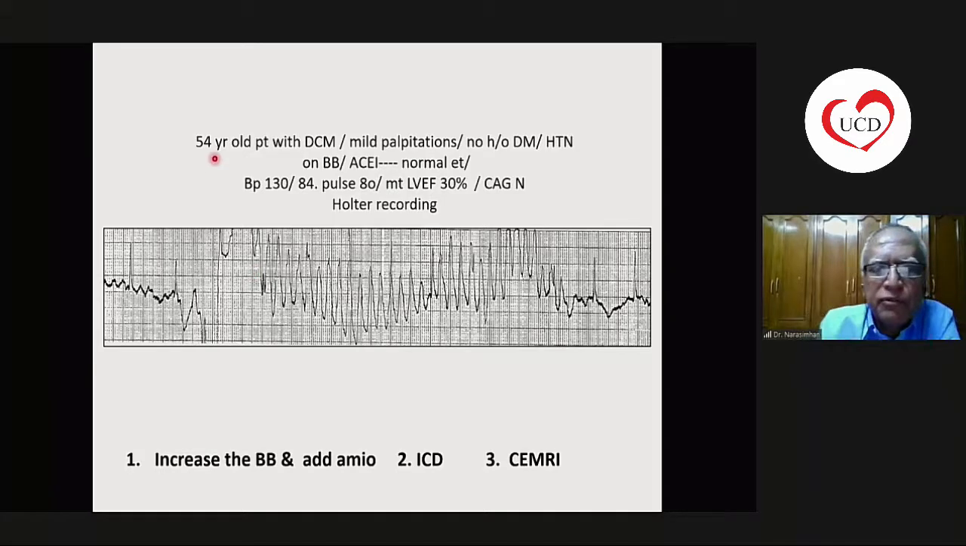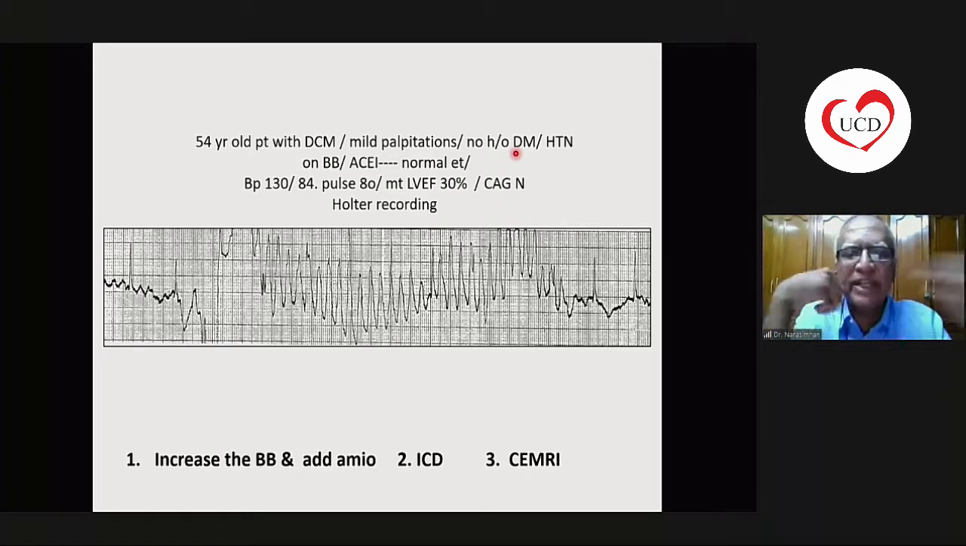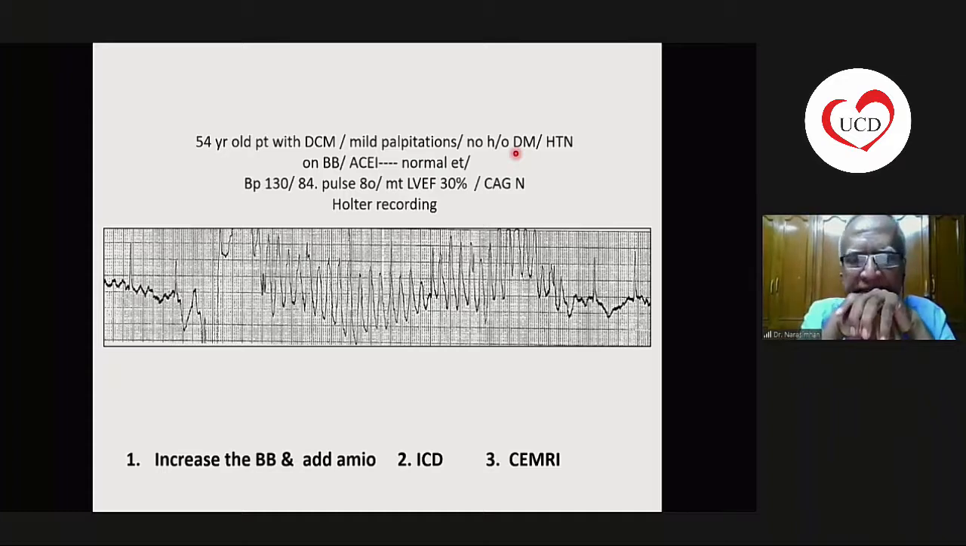This is a 54-year-old person with dilated cardiomyopathy. Mild palpitation was the presenting symptom. No history of diabetes, hypertension. Was on adequate dose of beta blocker and the ACE inhibitors. Normal effort tolerance. Presenting with normal vitals. EF is 30%. Because of the palpitation, he was asked to be evaluated with a prolonged monitor.